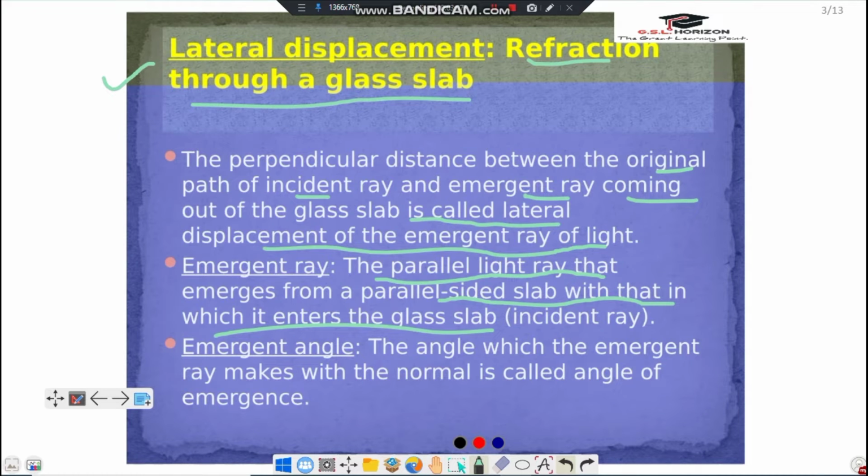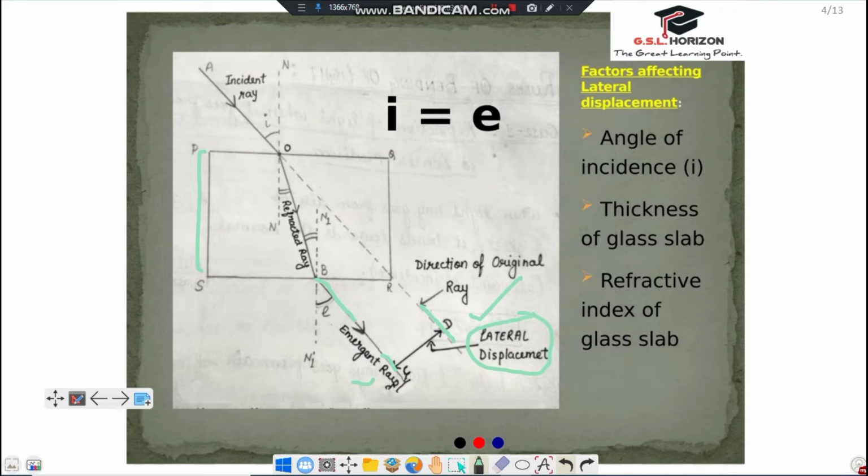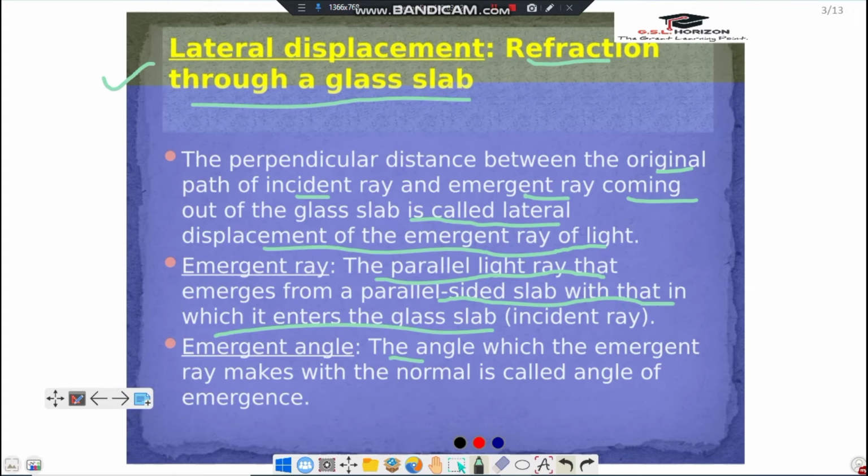Okay, friends, now comes the angle of emergence. The angle which the emergent ray makes with the normal is called the angle of emergence. As you can see here, this one is the angle of emergence. Here this is the normal and this is the emergent ray. The angle between the normal and the emergent ray is called the angle of emergence.